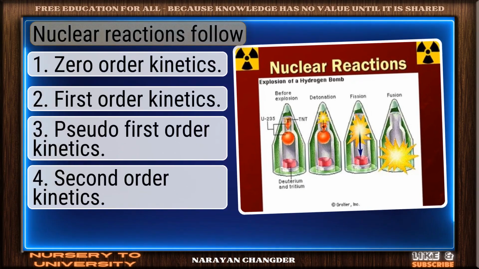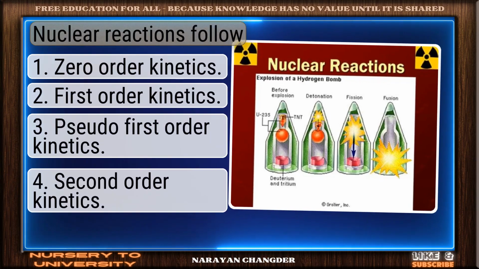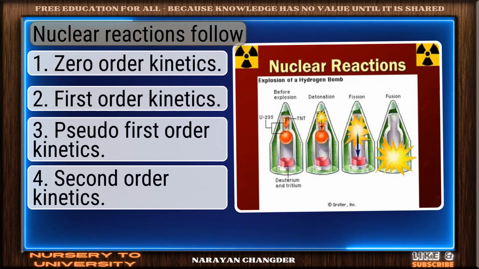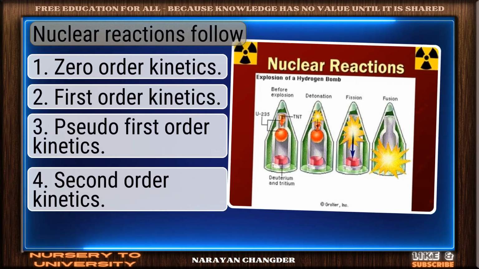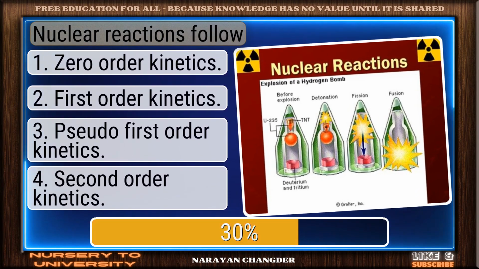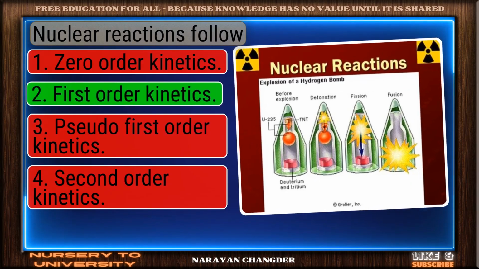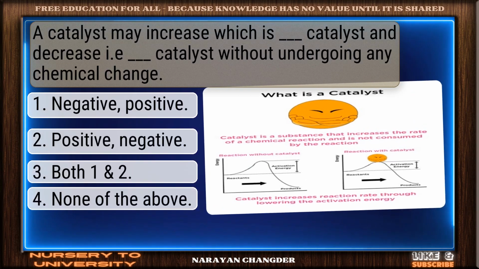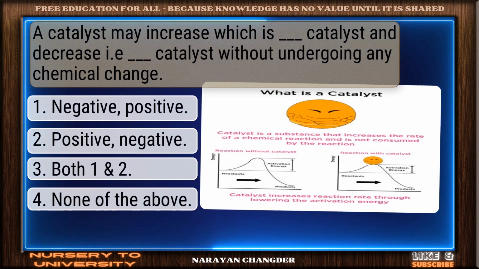Nuclear reactions follow: Option 1, zero-order kinetics. Option 2, first-order kinetics. Option 3, pseudo-first-order kinetics. Option 4, second-order kinetics. First-order kinetics, well done.